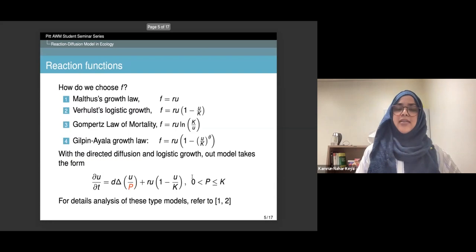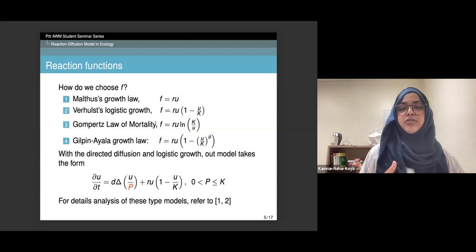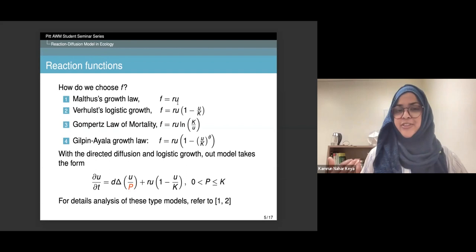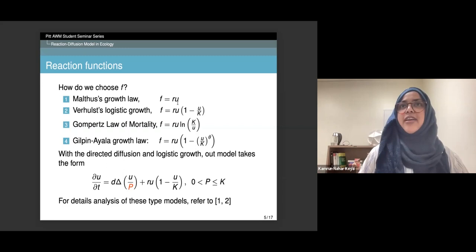The second part is how to choose a reaction function. We have lots of reaction functions, mostly growth related. The first one is Malthus growth law, which is really famous and really old. We try to avoid it because it is an exponential growth rate. It says that the population either dies out or grows exponentially, which in reality is not true.